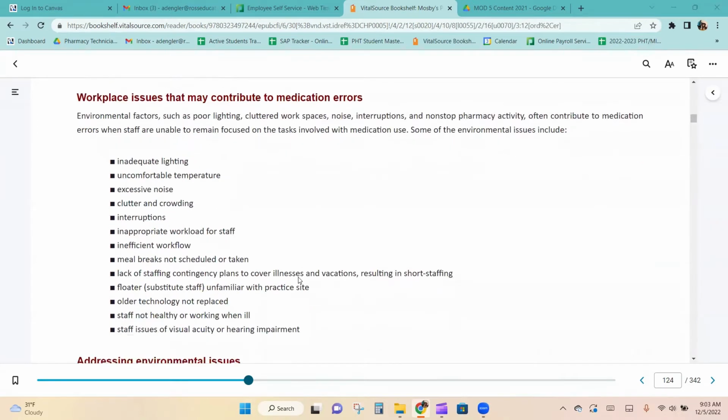Of course, we're going to have workplace issues that may contribute to medication errors. If any of you have ever been in a pharmacy, well, obviously not inside of the pharmacy, but you've picked up prescriptions or been around the pharmacy at most places, you know that it can get quite hectic.